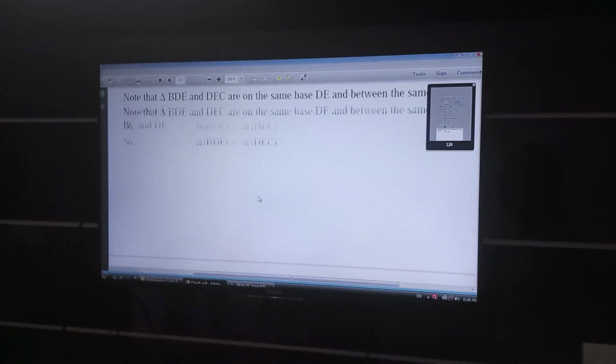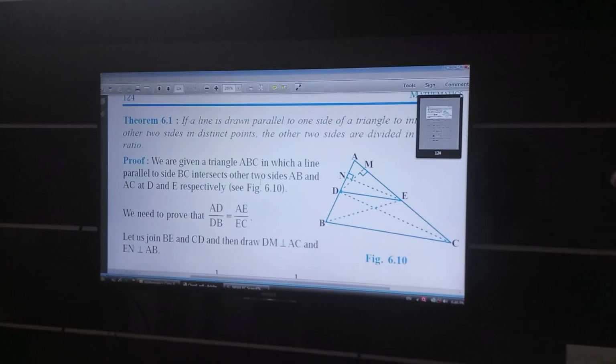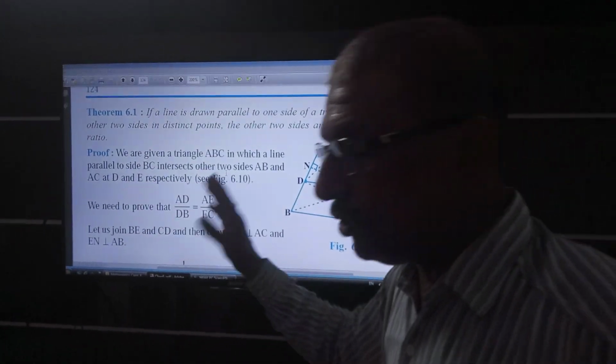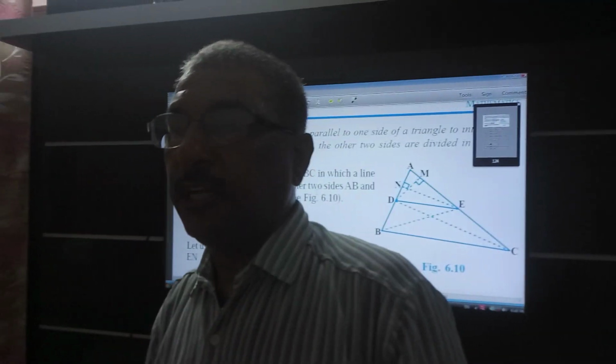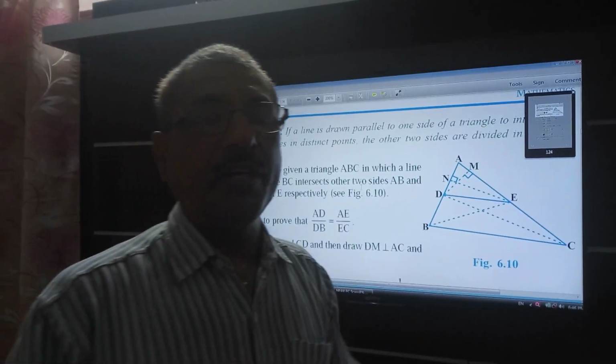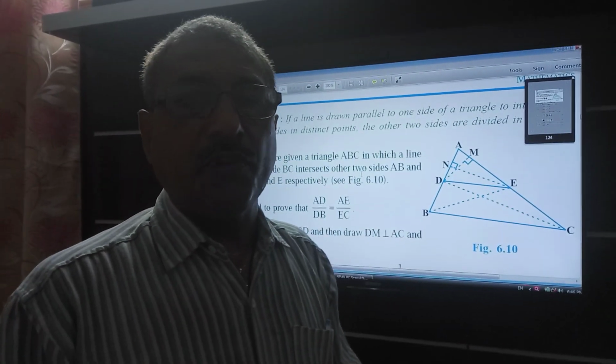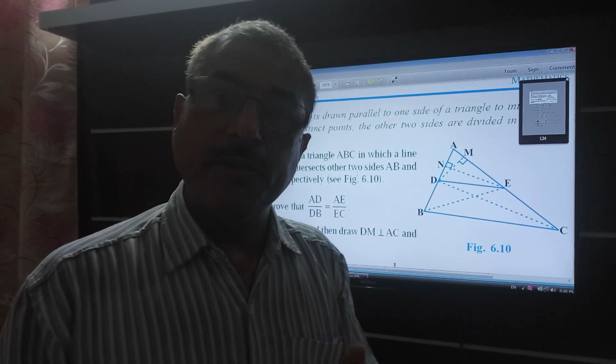Okay children. So this theorem you have to prove. I hope you have understood this theorem. This is called the basic proportionality theorem. On this basis we can do a lot of questions. We will see them in the worksheet. Okay children. Thanks.